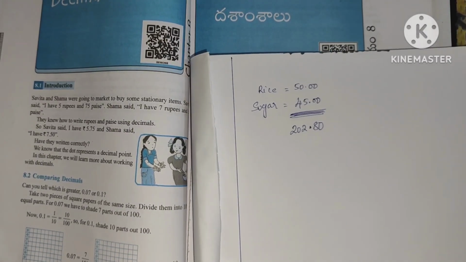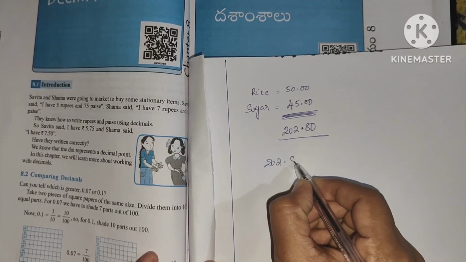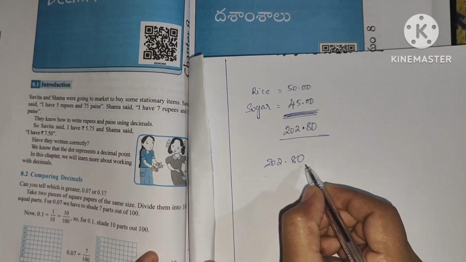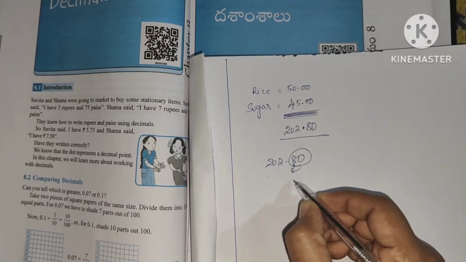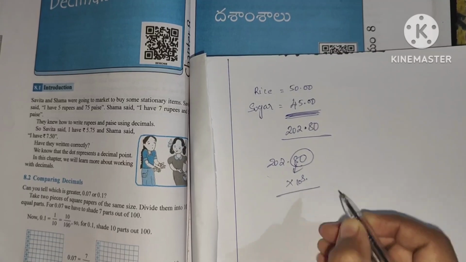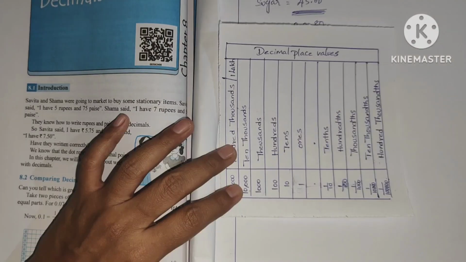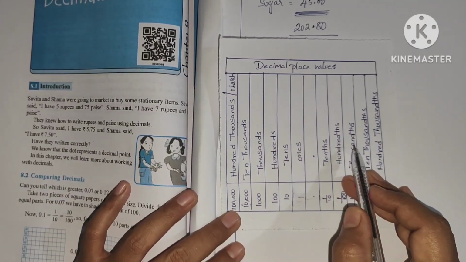And here this number is there now, 202.85. You cannot read it as 202.85 with the 85 as tens, because its place value is not 10. Its place value is not tens. Then what is its place value? Let us see.